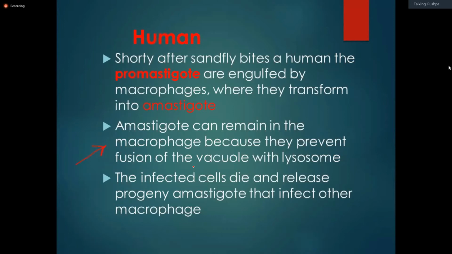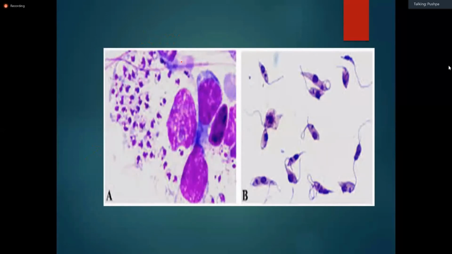So the macrophage will, at some point, be filled with these amastigote forms until the packing of the amastigotes ruptures the cell and they are released and infect other macrophages all over the body. The infected cells die and release progeny amastigotes that infect other macrophages. You can see the amastigote forms inside the macrophages, and the promastigote form will be found in the gut of the sandfly.